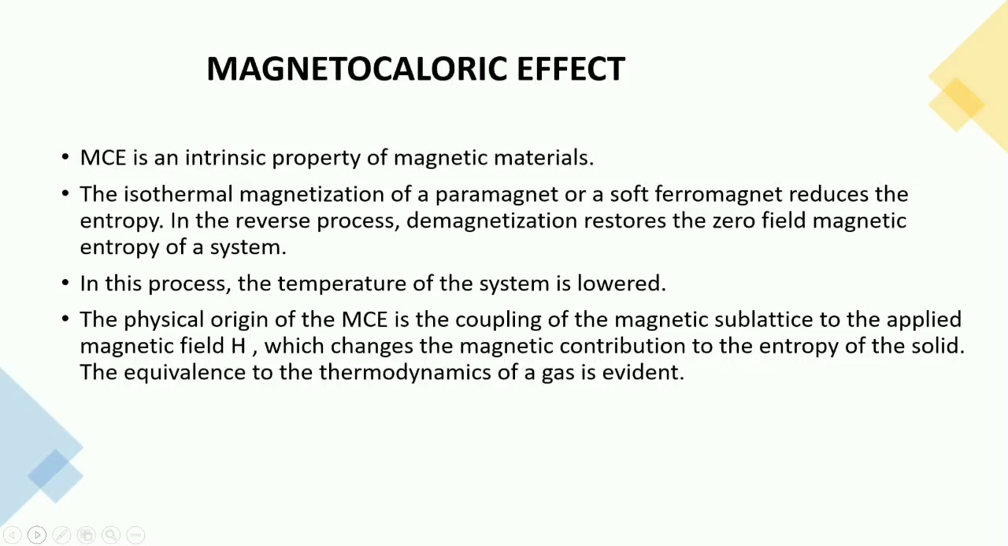The isothermal magnetization of a paramagnet or a soft ferromagnet reduces the entropy. In the reverse process, demagnetization restores the zero field magnetic entropy of the system. In this process, the temperature of the system is lowered. The physical origin of the magnetocaloric effect is the coupling of the magnetic sublattice to the applied magnetic field H, which changes the magnetic contribution to the entropy of the solid. The equivalence to the thermodynamics of a gas is evident.